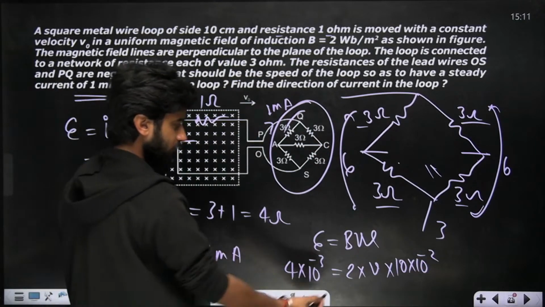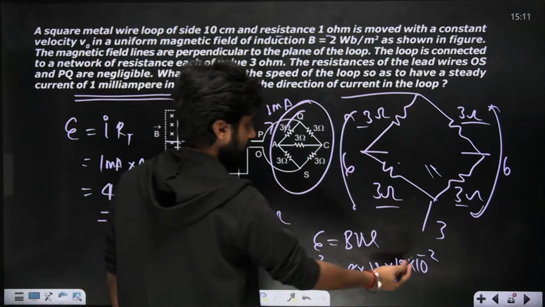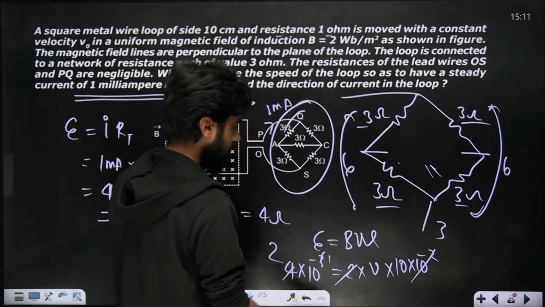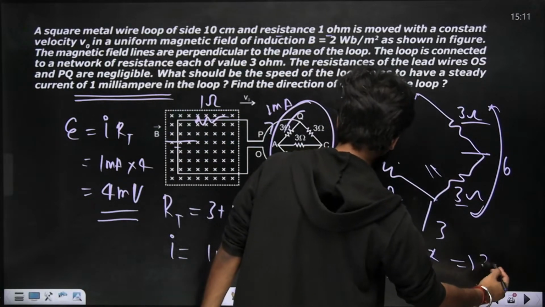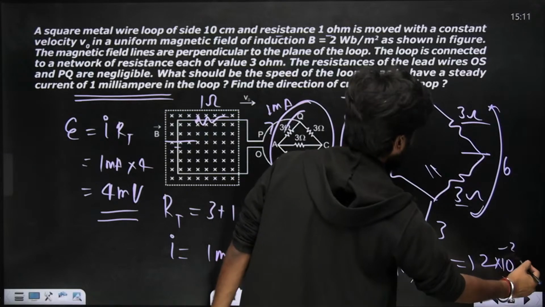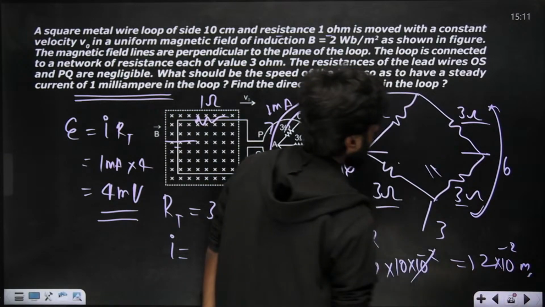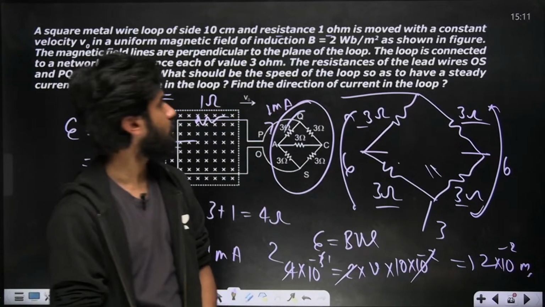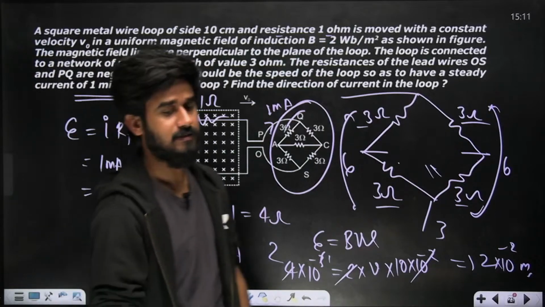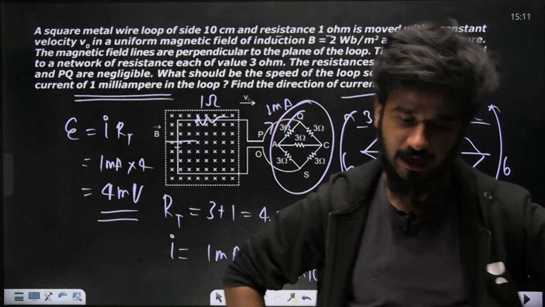What is the value of V? The 2 got cancelled, here it is 1. So V is equal to 2 into 10 to the power minus 2 meter per second, or we can say 2 centimeter per second. This is the answer. R equivalent is 4.